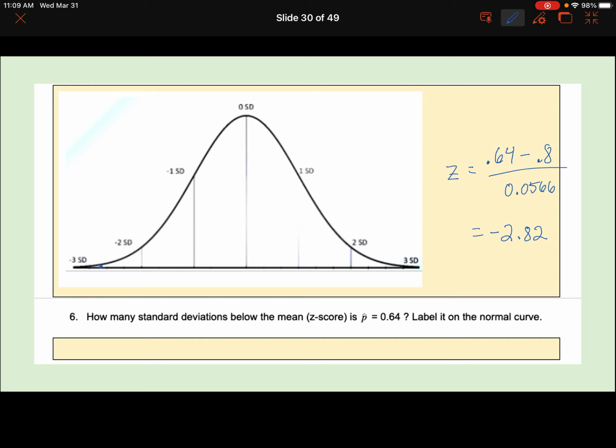That's going to be way down over here. It's a very small area, but that's where our z-score of negative 2.82 is, closer to negative 3 than negative 2 standard deviations.